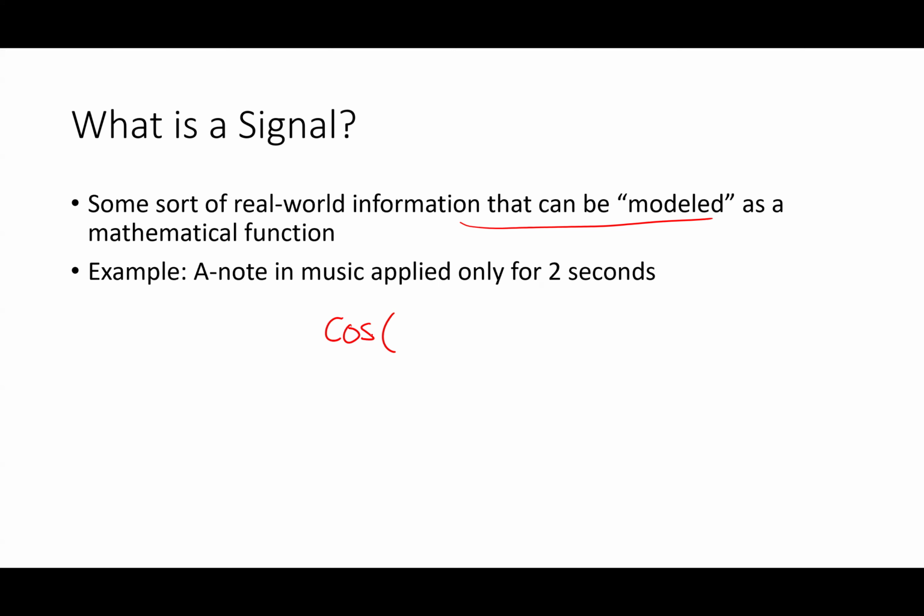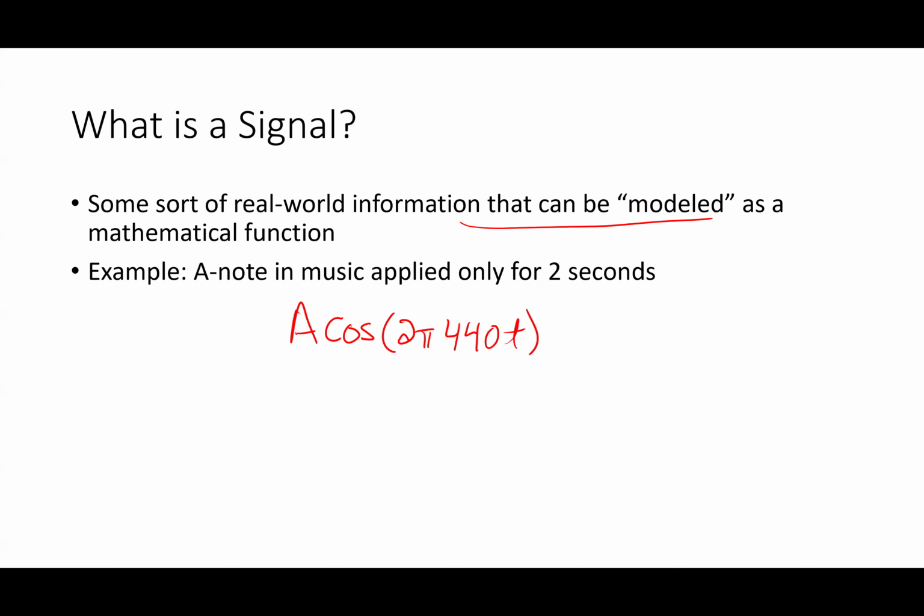How do I write a cosine that's 440 hertz? That would be 440 cosine. No. Frequency never goes in the front. 2 pi 440, yeah. 2 pi 440 t with some amplitude, right? The amplitude controls how loud it is. That's what goes in the front.